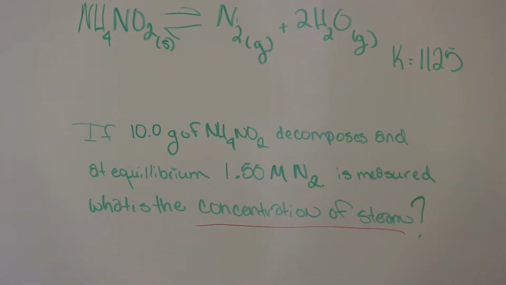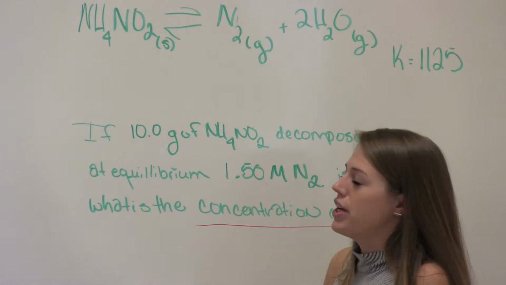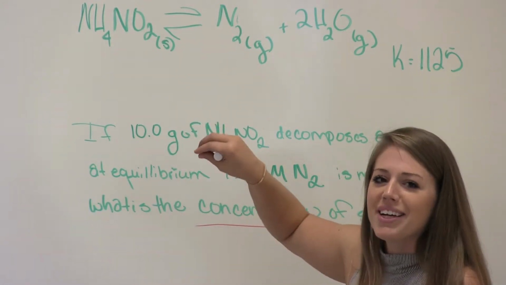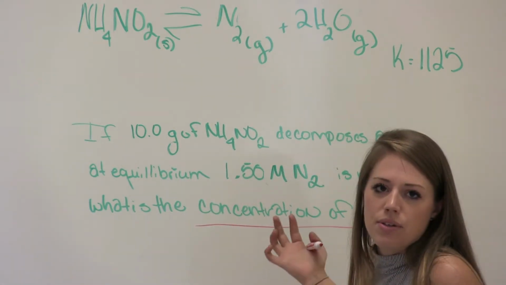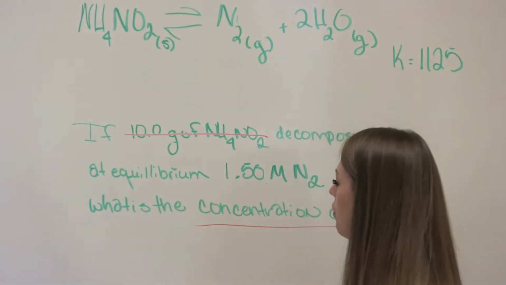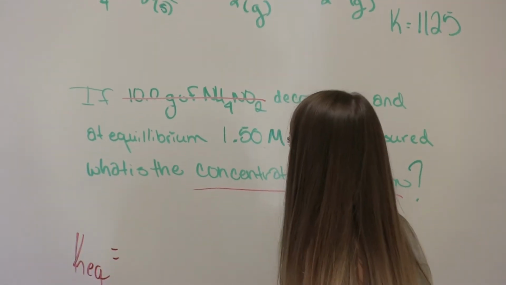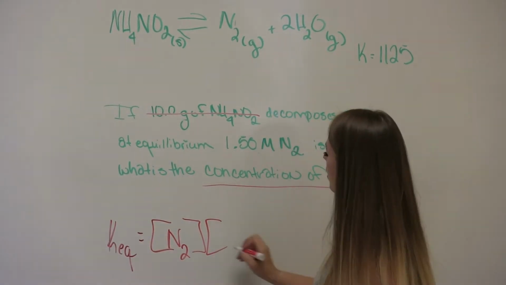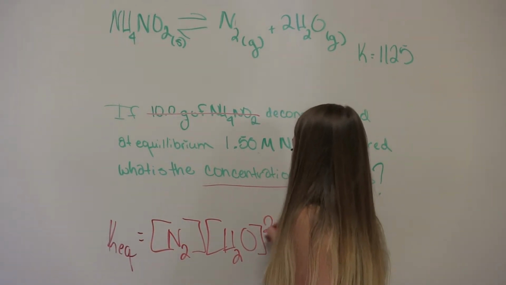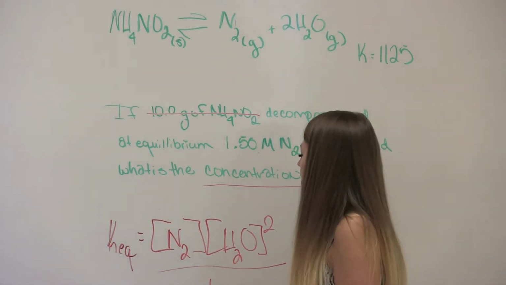Let's write our equilibrium expression before we calculate anything in the problem. Ammonium nitrite is a solid, so it's not going to be used in our expression. It says 10 grams of ammonium nitrite, but that doesn't matter because we're not going to use it. The expression is the concentration of our products, so we have N2 times water raised to the second power. We don't have any reactants involved in the equilibrium expression, so we just write it as 1.